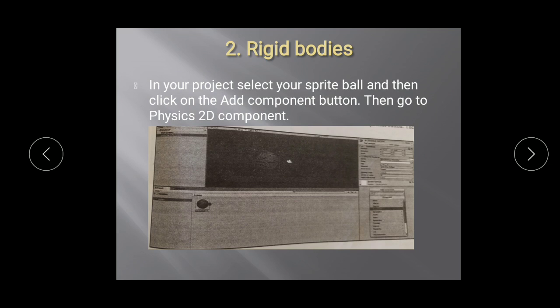Likewise, the second one is rigid bodies. Rigid bodies means the bodies which are actually placed there. Now we want it to be moving, and for that, in your project, select your sprite ball. Once your ball has been inserted in the scene view, you have to select it. Then click on the Add Component button here. Then go to the Physics 2D component. You have a drop-down list; in that, select Physics 2D.